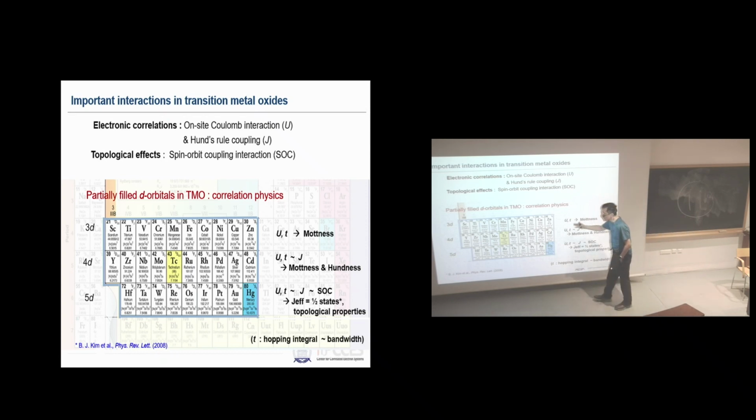And also, if you go to the 5D transition metal oxide, the spin-orbit coupling starts to play an important role. The spin-orbit coupling is usually proportional to the fourth power of the atomic number. So in 5D it's very large, but in 3D it's very small. In 5D transition metal oxide, J can be as large as 0.5 or 0.7 electron volts. So they become comparable, and new physics will come out.